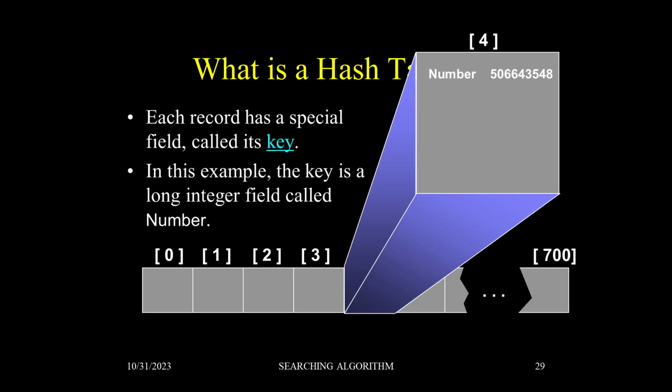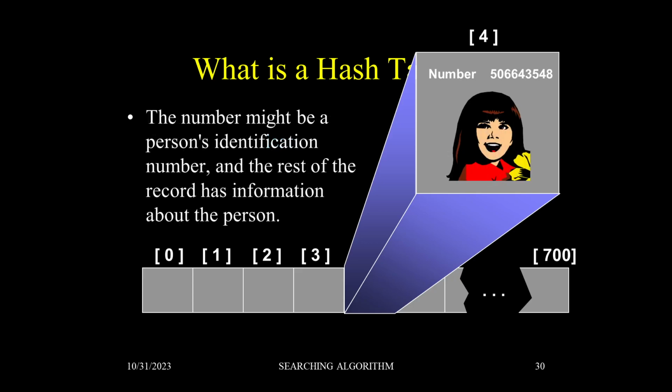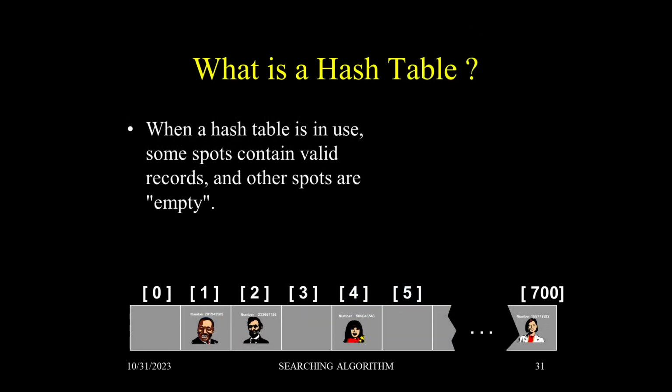This number is something like 5066435548. You can see the number might be a person's identification number, and the rest of the record has information about the person. So this number you are using is just the personal identification number, and the remaining is the photo and other data, right? This is the concept of hashing. Like that there are some persons, their identification number and all these details will be there.